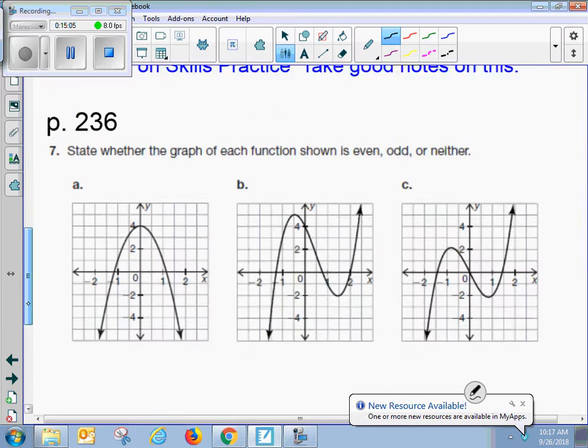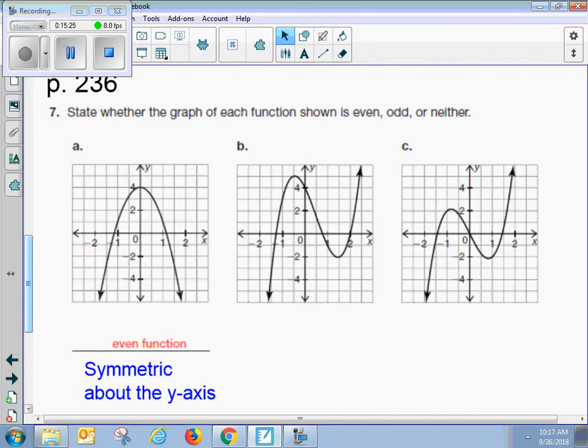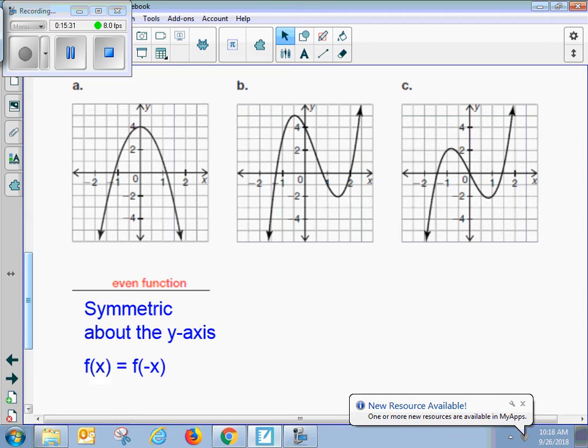Okay, so looking at the examples. Look at A. A is either even or neither. Do you agree with me so far? Because of the end behavior. Shake your head. Okay. Now, is it symmetric about the y-axis? Yes or no? Yes. Therefore, it's even. I could take this arm right here, fold it over the y-axis, and it would land right on this arm. Okay. Now, question on that part.